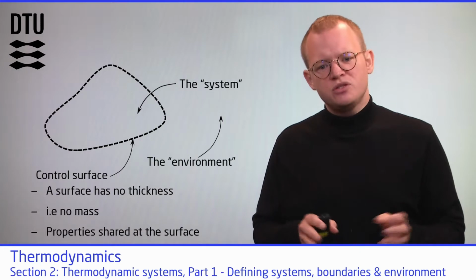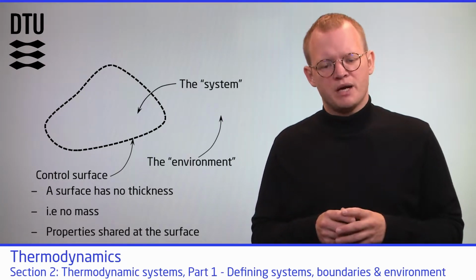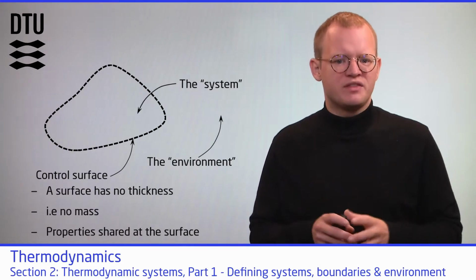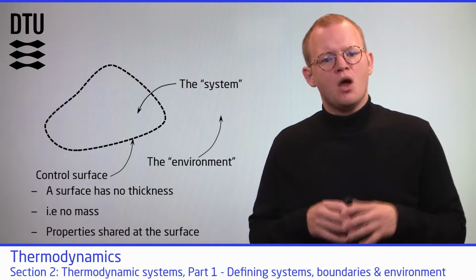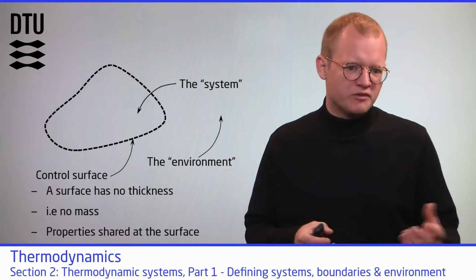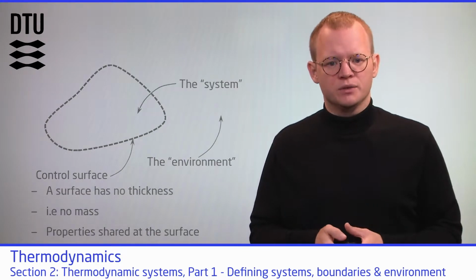Now, it's often tempting to choose the physical boundaries of a component, such as a wall, as the system boundary. But here it's important to remember that a physical wall will have a thickness and contain mass, and is therefore not a surface. One way of dealing with this is to define the wall as an additional system itself. Other solutions will be presented in the examples at the end of this video.